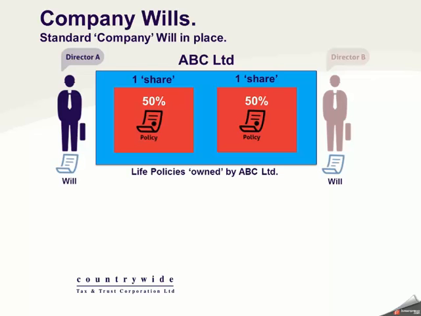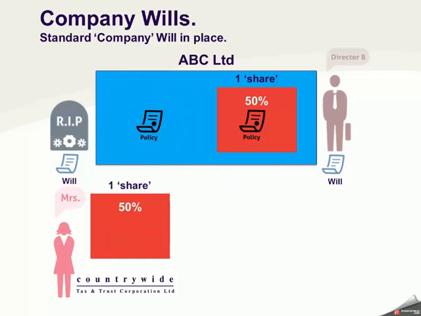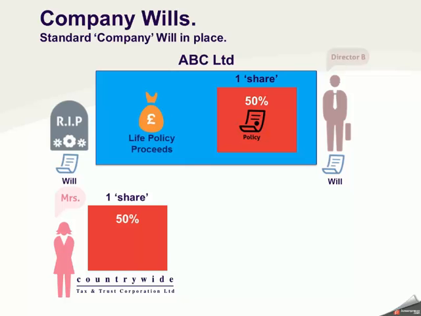Quite commonly there are life policies established, and generally they are owned by the company. They are not owned by the directors individually or independently. Again, we have beneficiaries, spouses and the like, and we have a death, and again through probably a standard will at best, the deceased's spouse inherits that 1 share of the business. The life policy proceeds are paid out from the life policy, and they're now owned and on the balance sheet of ABC Limited.